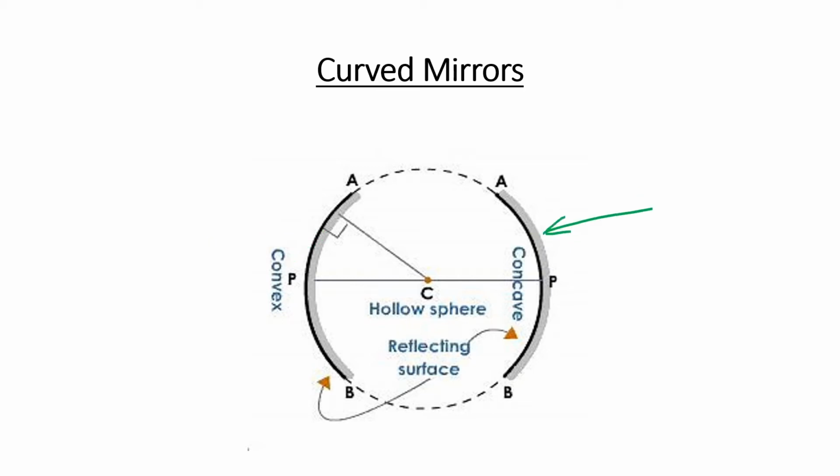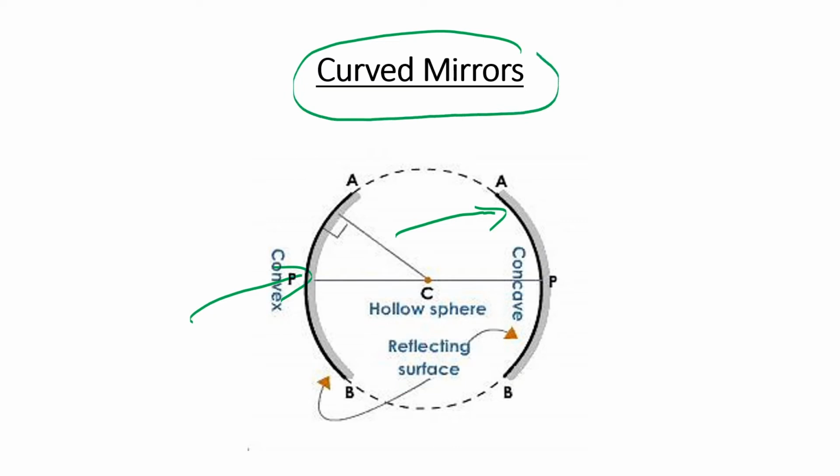When you look this side, you can see that the reflecting surface is curved inwards. If the reflecting surface is curved inwards, then you call that mirror a concave mirror. When you look at this side, the reflecting surface is curved outwards. This type of mirror is called convex mirror. Since the reflecting surface is curved inwards or curved outwards, spherical mirrors are also called curved mirrors.